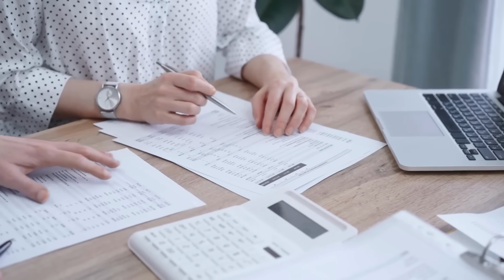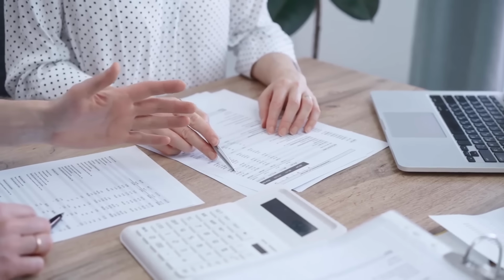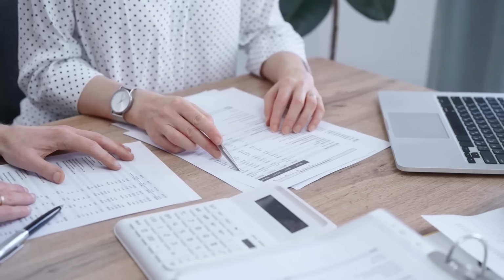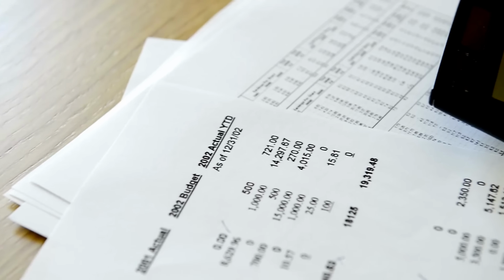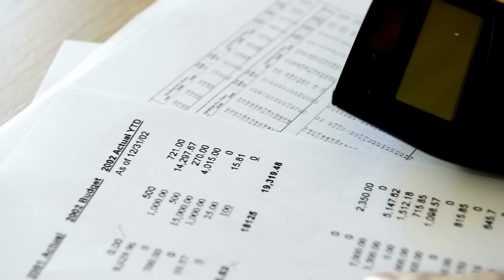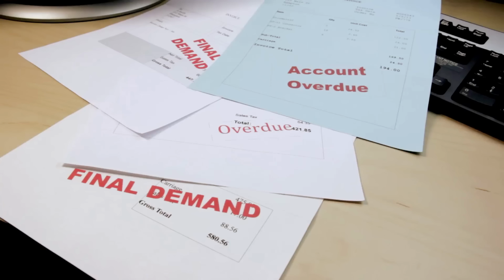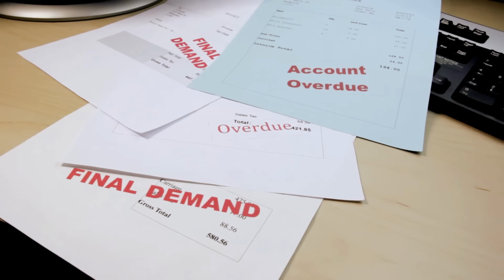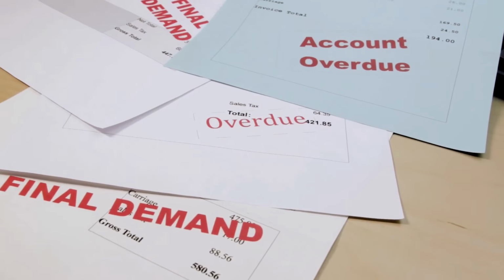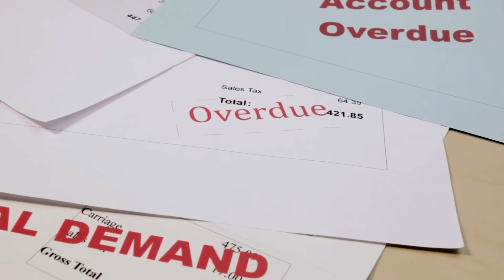Next is the current ratio, a quick test of a company's short-term financial health. Formula: current assets divided by current liabilities. This tells you if a company can pay its bills over the next year. A ratio below 1.0 is a red flag. More bills due than cash on hand.